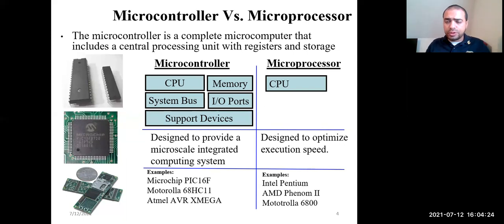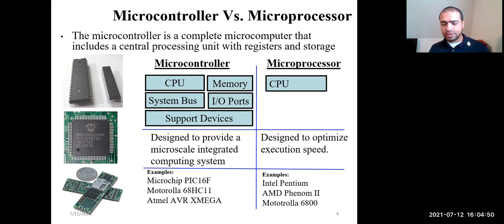So these microcontrollers, they are computers. They contain all the elements of a computer. They contain a CPU, central processing unit. They contain memory. They have the system bus, input-output ports, and some other support devices, like, for example, digital to analog converters. So let's talk about the difference between a CPU, a microprocessor and a microcontroller.